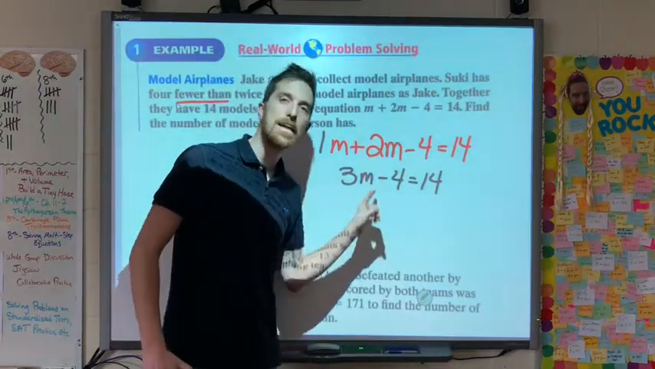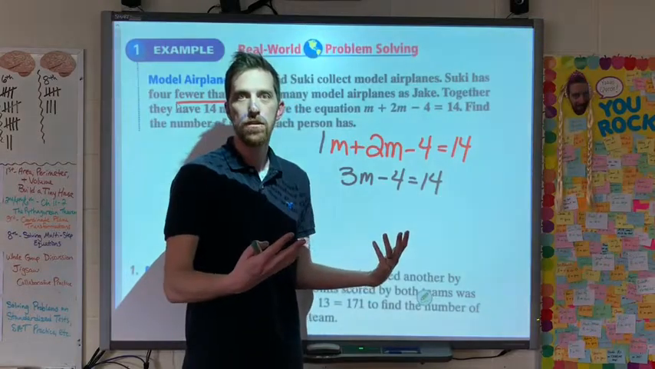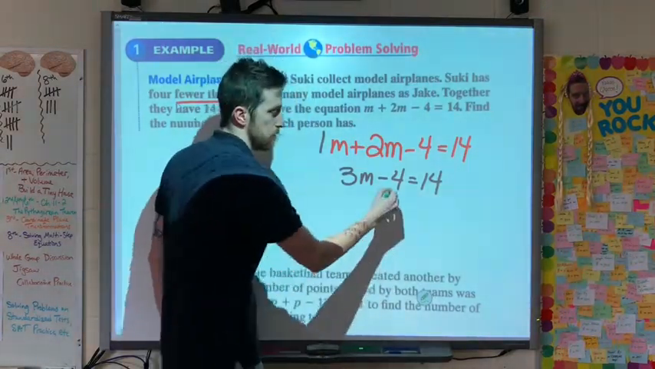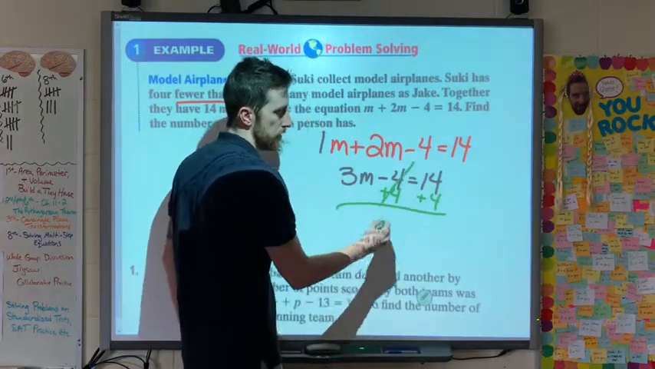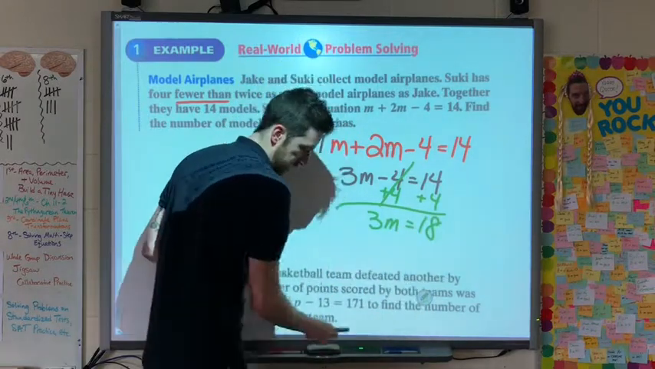I see minus 4. So if we're trying to get rid of minus 4, what would we do? Good call. We're going to add 4 to both sides. These go away. 3m equals 18.